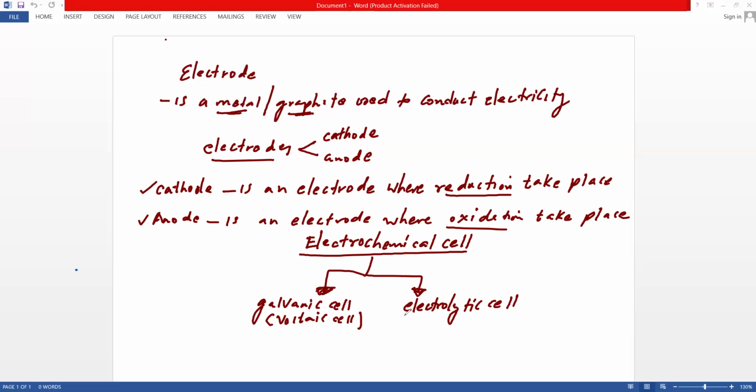We define what an electrode is. It's a metal or a graphite used to conduct electricity. We have two types of electrode, cathode and anode. An electrode where reduction takes place, where there's a gain of electrons, is a cathode. Where there's a loss of electrons, it is an anode. There are two types of electrochemical cell that one must know: the galvanic or voltaic cell, and the electrolytic cell. This is very important. Let's now talk about their differences.